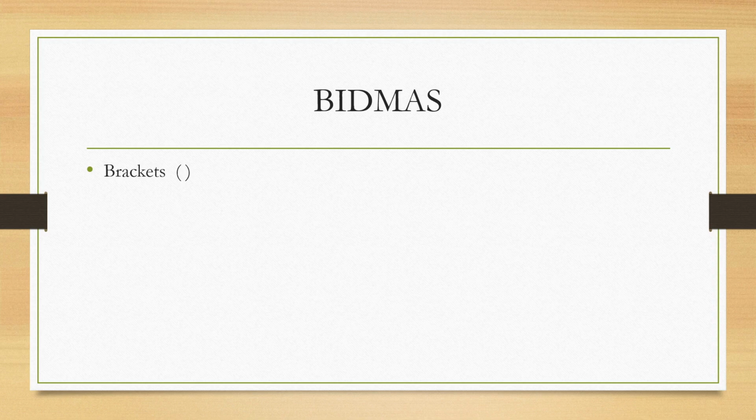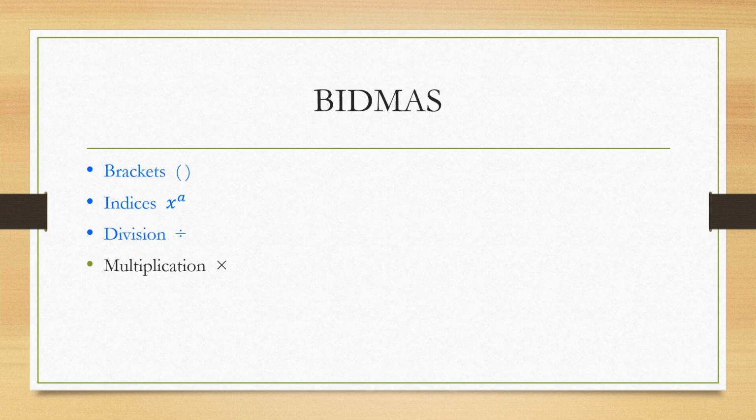B stands for brackets, otherwise known as parentheses. I stands for indices. We're going to look at indices in a later video, in this case it's the A. For the sake of this video, we're using BIDMAS, so just bear with it. The next one is division. D stands for division, the mathematical division symbol.